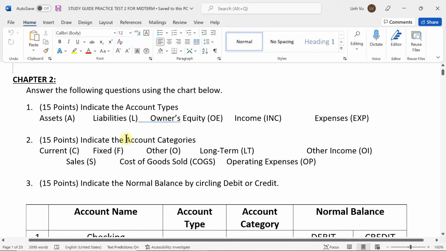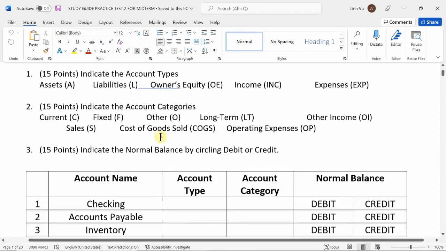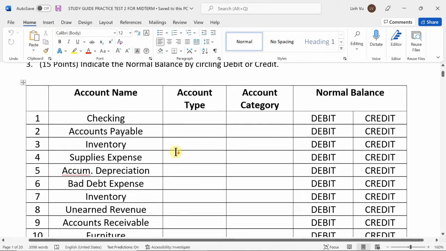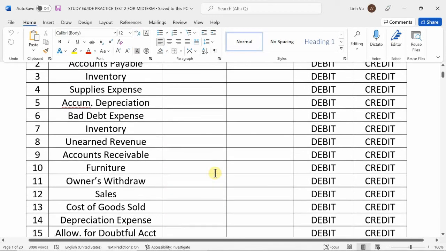Here are your options. Account types, there's only 5: assets, liabilities, equity, income, and expense. Then, of course, your categories are here. And then the question is, is it going to be a debit or a credit? That's the normal balance. Let's go through all of these. There are 15 we can practice here.